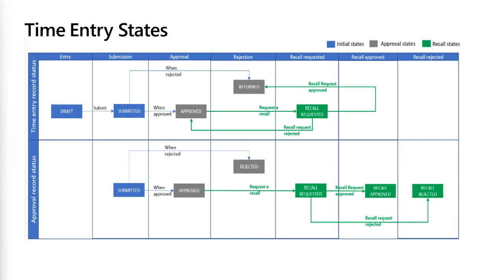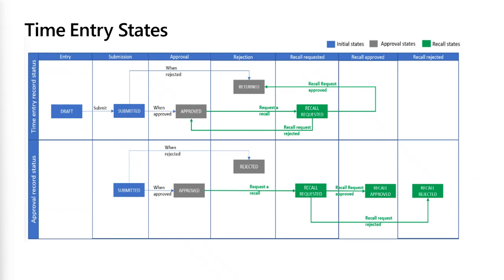From a time entry states perspective, we saw the time entry flow. It moves from draft to submitted, and it can then be approved. From approved, a recall can be requested, and once the recall request is approved, then it becomes returned. If it's not, it automatically goes back to the approved status.